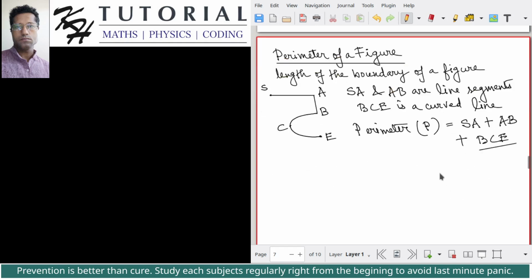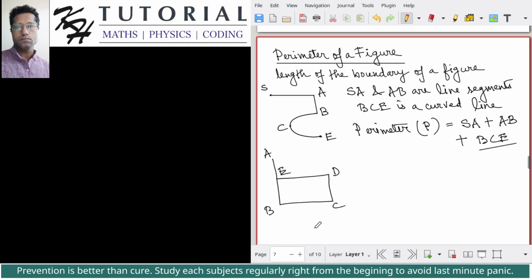Okay. Now let's take another example. Let's say this is a figure. This is definitely not a closed figure. This is an open figure, but this is a rectilinear figure. Now let's say the line segments which are forming this figure are AB, BC, CD, and DE.